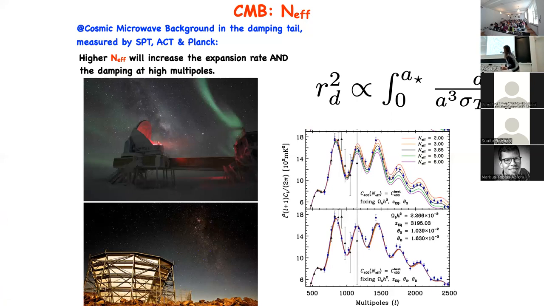Indeed, if I change the diffusion damping here, I can compensate the effect. It comes from this formula, but realize that in that formula, N_e is X_e times (1 minus Y_p). That's why helium and N_eff are degenerate at the high multipoles, because I can also produce a damping by changing the helium component. Okay. Thank you very much. You are welcome. It's the photon diffusion before recombination.